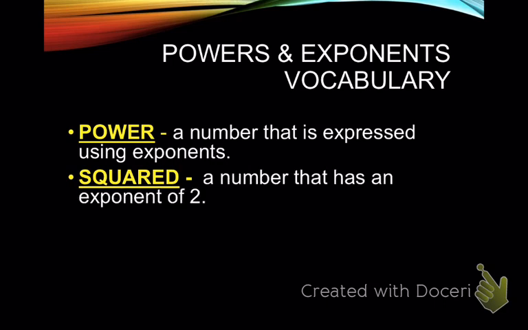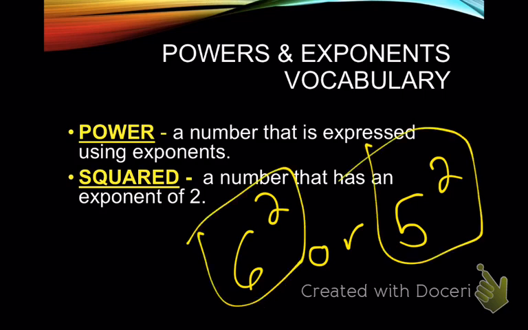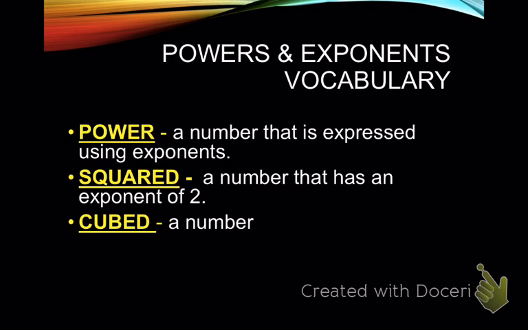Okay, we have squared. Squared is a number that has an exponent of 2. For example, we might have 6 squared, or we might have 5 squared. It's the same thing as saying 6 to the power of 2 or 5 to the power of 2. We just call them squared, because you're multiplying two things together. When you do, you get a square. That's how it is in geometry. Moving on.